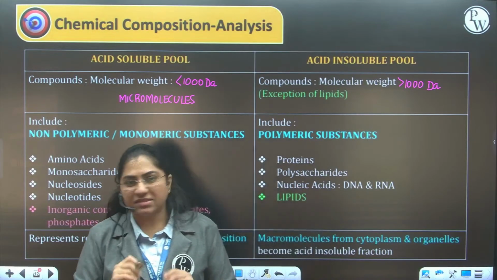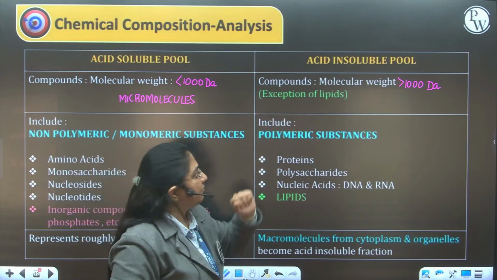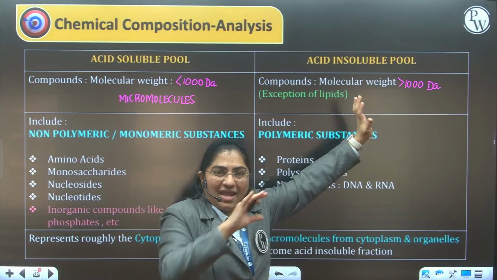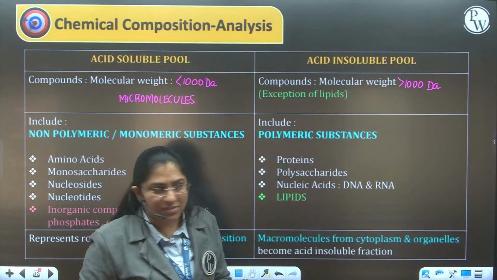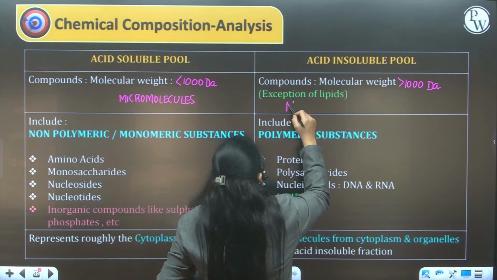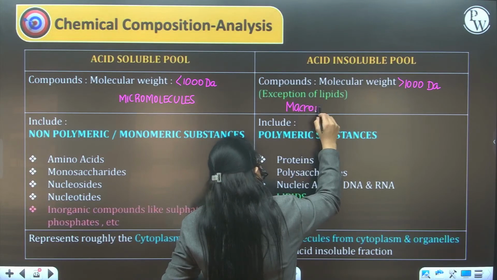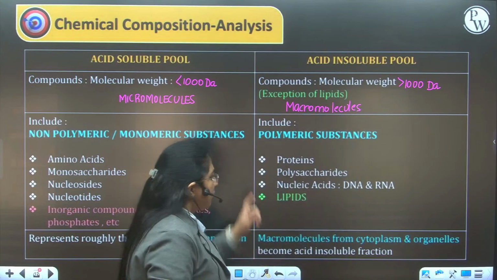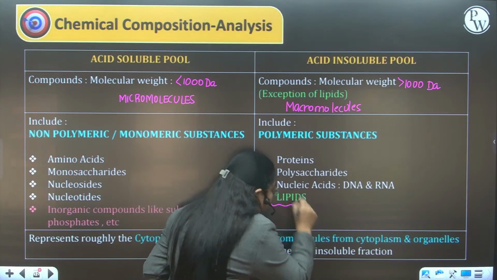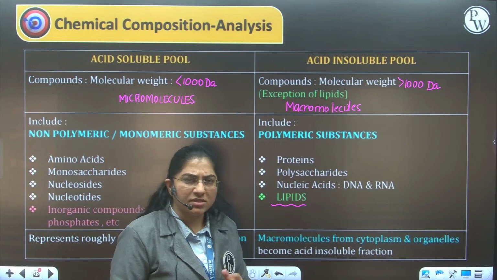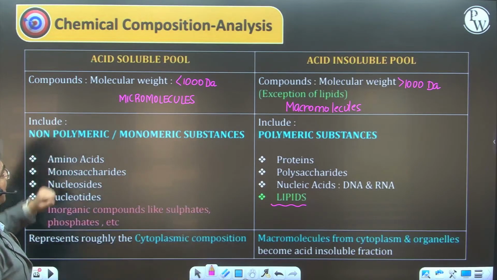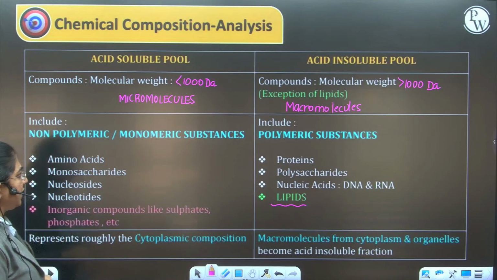However, everything has an exception. So why not this? Here in the acid insoluble pool, we said everything that is a large molecular weight substance, or macromolecule, will remain, but what will also remain with them is lipids. Now, what is the exception with lipids? We'll talk about it in some time. Let us first have a look further ahead at acid soluble and insoluble.